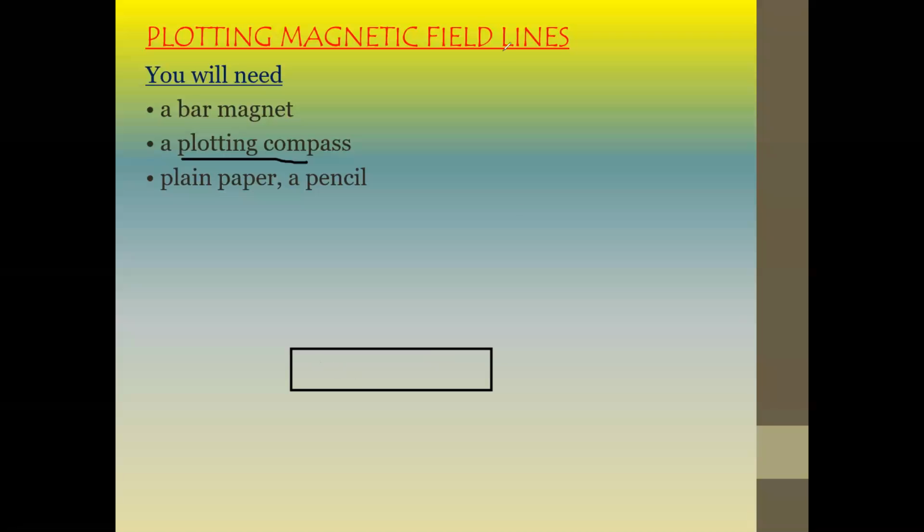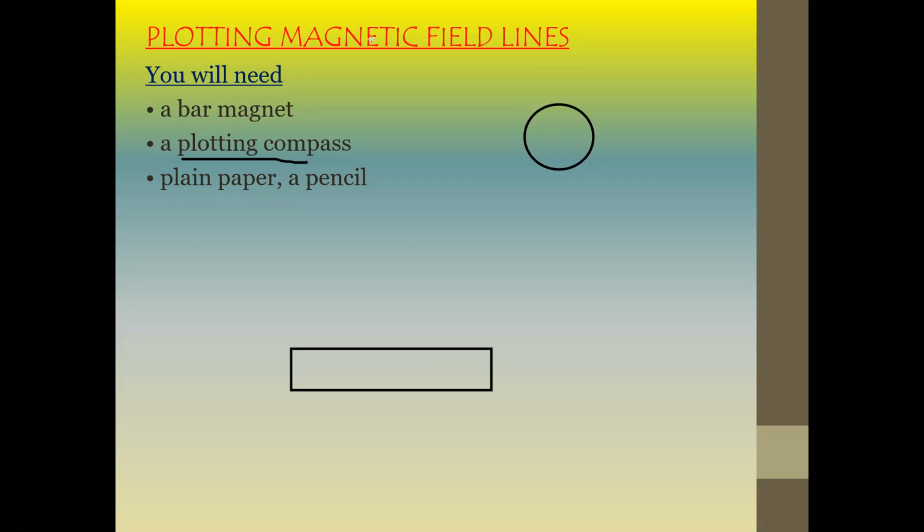The plotting compass needle itself is a magnet. Like example, if this is a plotting compass, so two points are there for this plotting compass. So one end is north and another end is south. So the needle of the plotting compass itself is a magnet.